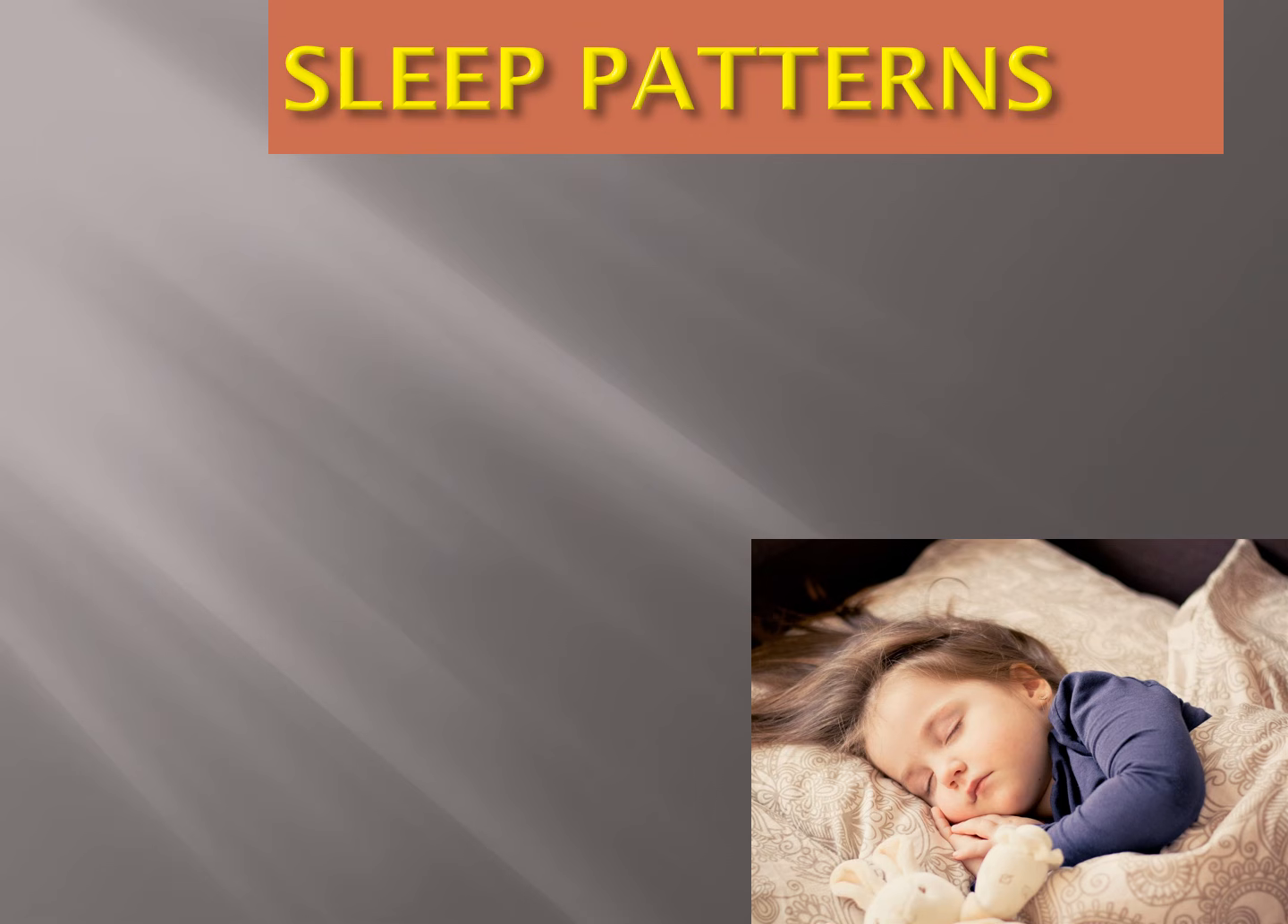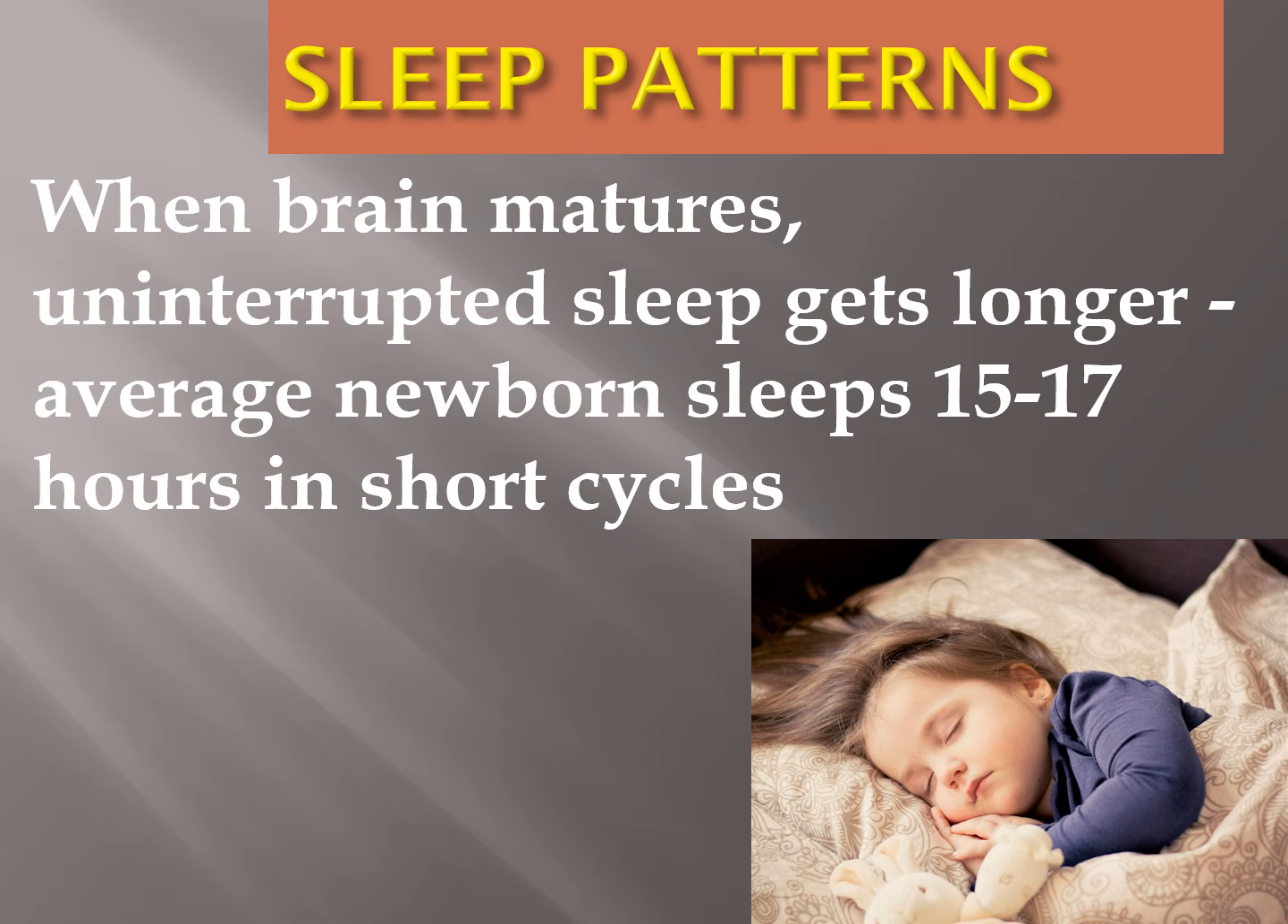All right, let's move on to sleep patterns. When the brain matures, the uninterrupted sleep gets longer. So you think to yourself, okay, newborns will sleep 15 to 17 hours. Well, that sounds like, okay, I can get a lot done in that amount of time, but they don't sleep all at once. They'll sleep in little cycles, hour or two, then get up and want to eat, and then an hour or two. And this is what tires out the parents so much. But they do sleep a lot, just not conveniently.